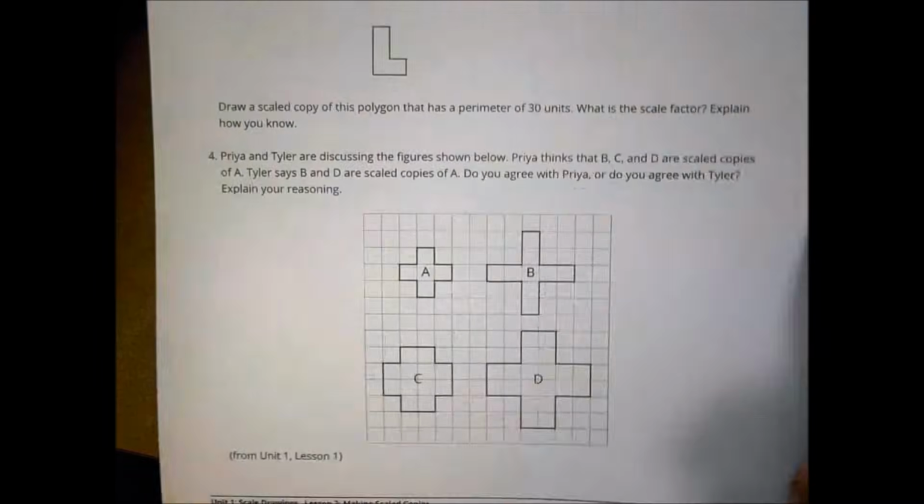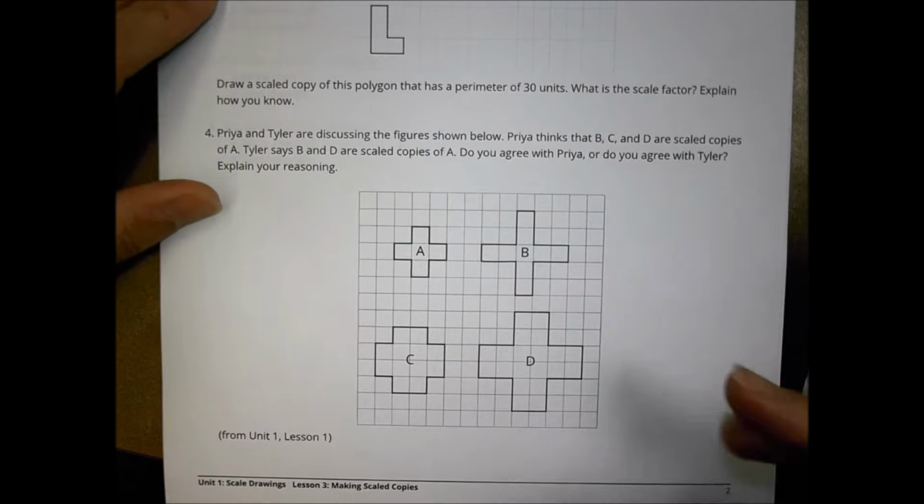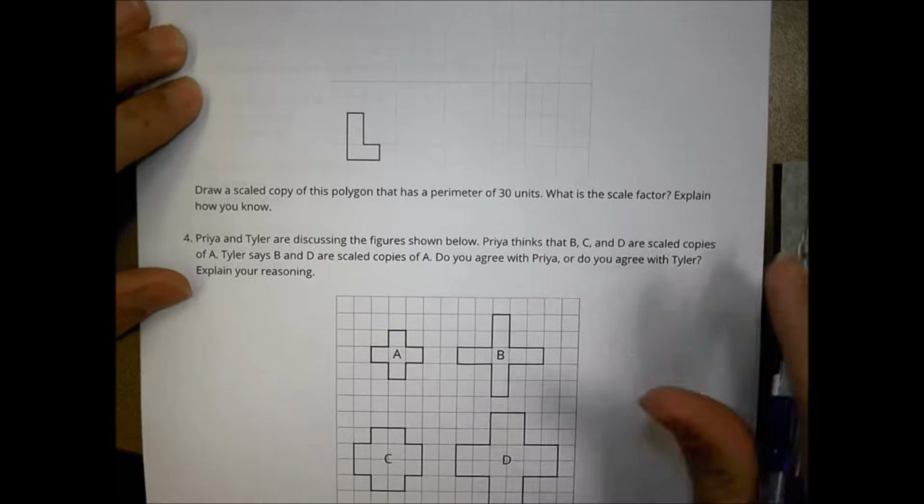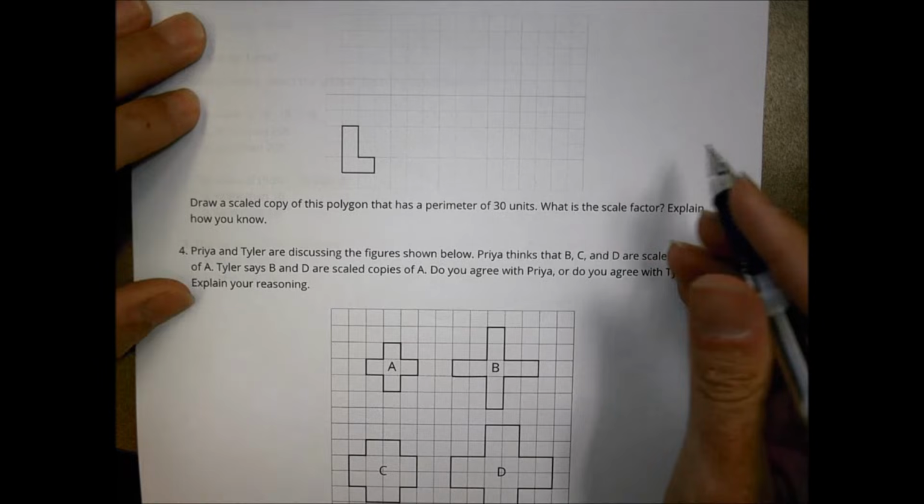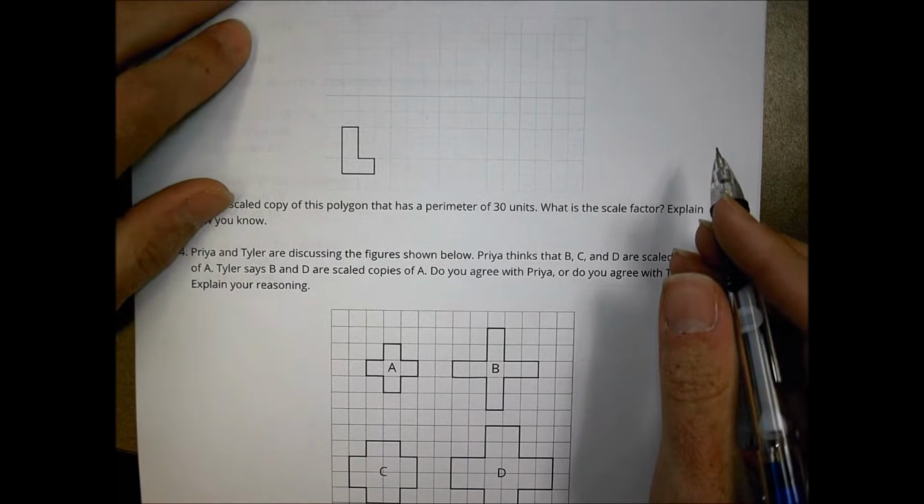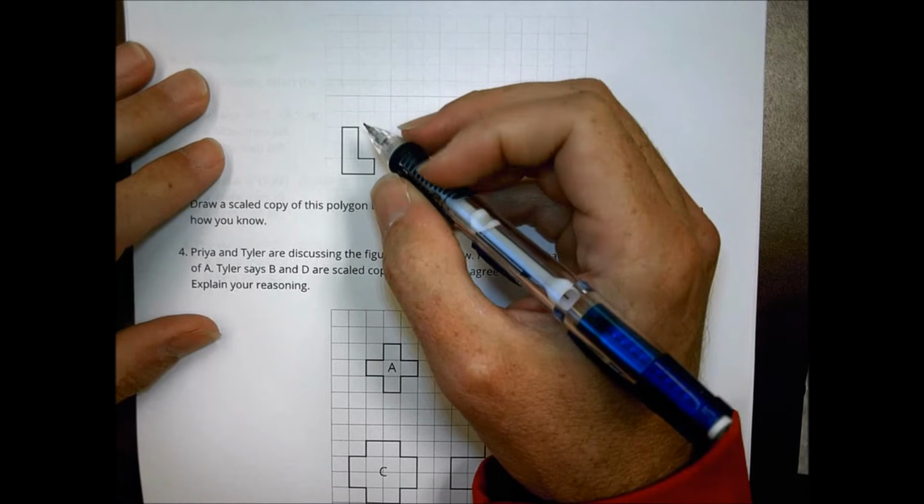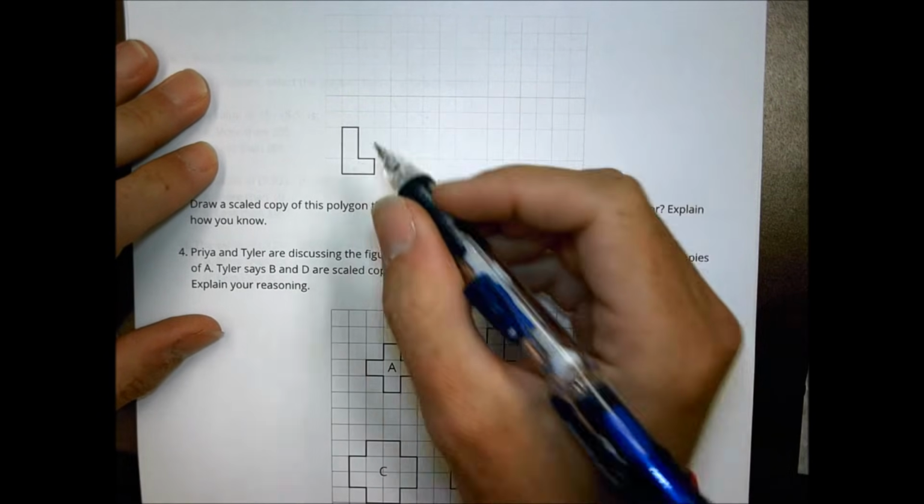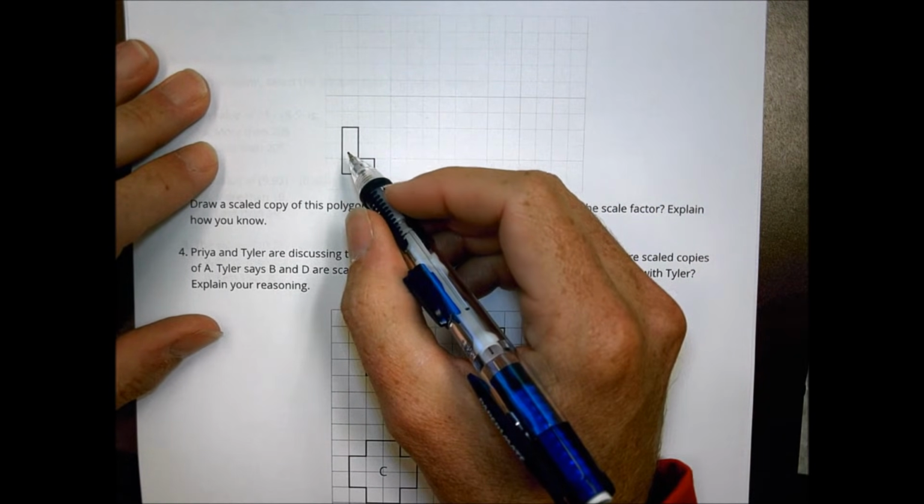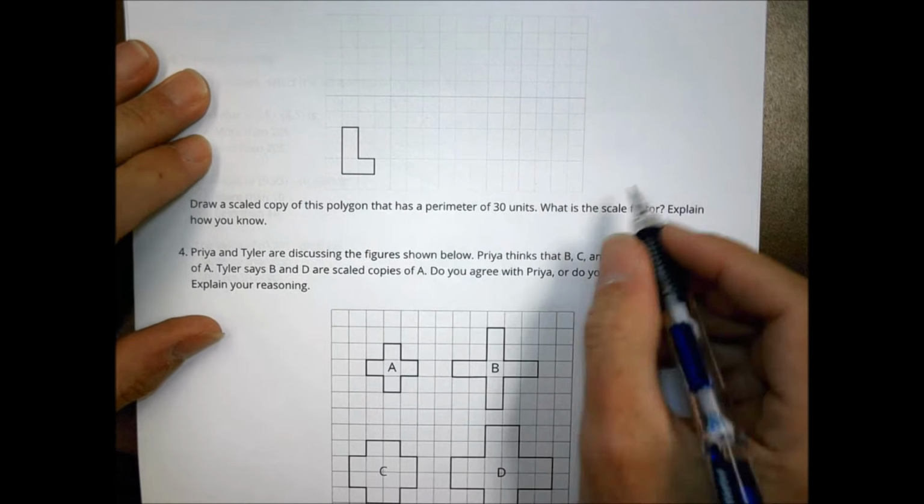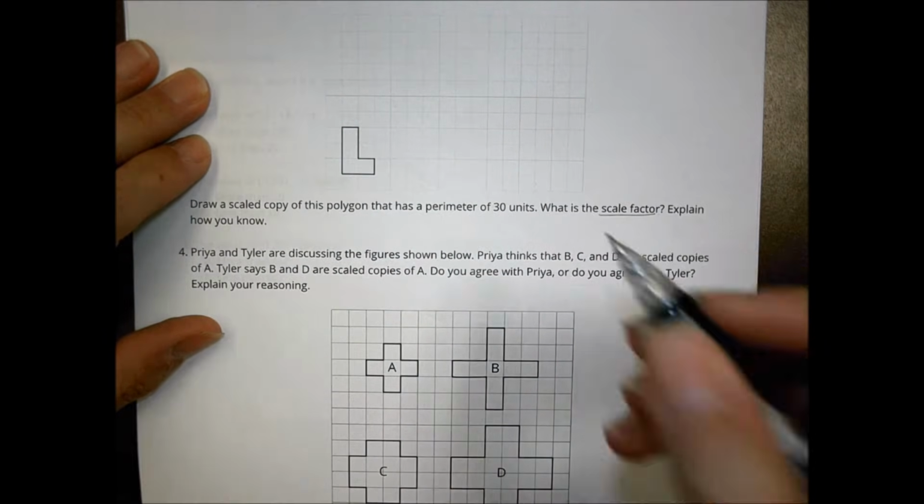Alright, let's look at the next page, page 3. Here's a polygon on a grid. It says draw a scaled copy of this polygon that has a perimeter of 30 units. What is the scale factor? Explain. Okay, so what we're going to do is the same idea as before. The perimeter had 10 units, and since the perimeter of a scaled copy is multiplied by the scale factor, which we want to find out, we need to figure out what that's going to be.